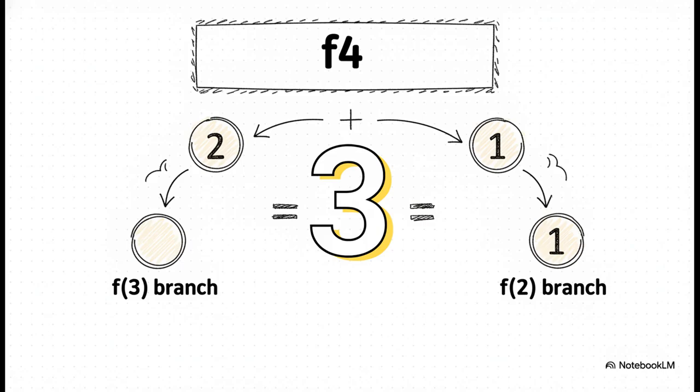And finally, we're back at the very top. F of 4 has its left side answer of 2 from the F3 branch. Now it runs its entire right side F2 branch, which, going through the exact same steps, will eventually return a 1. So F of 4 adds the 2 and the 1, returning our ultimate final answer of 3.